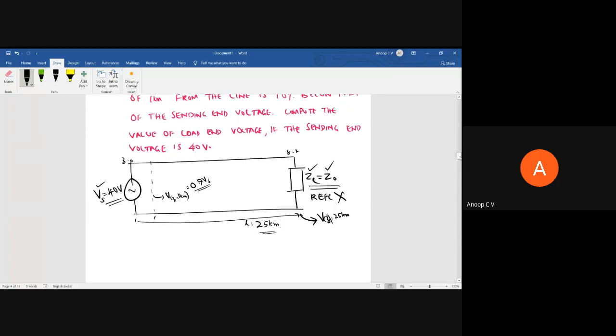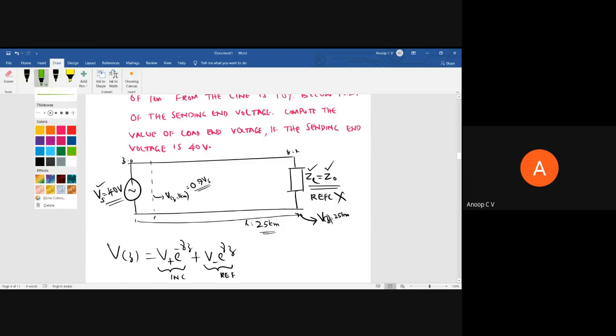The hint is, V of z in general is equal to V plus e power minus gamma z plus V minus e power gamma z, where V plus e power minus gamma z is the incident voltage, and V minus e power gamma z is actually the reflected voltage. But here, fortunately, this reflected voltage is given to be zero.